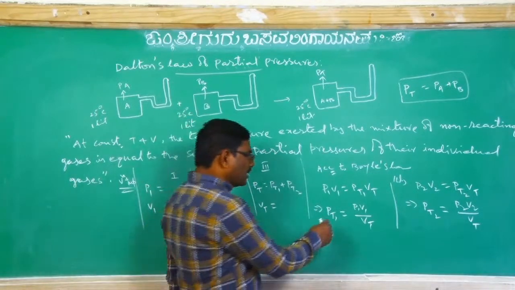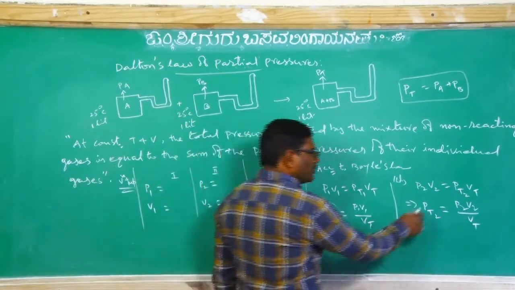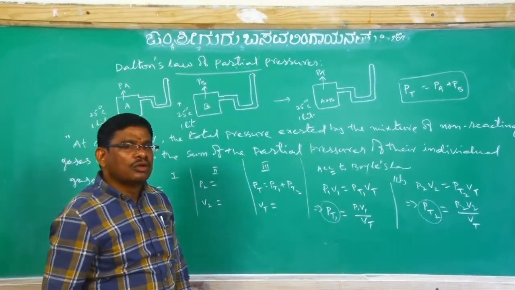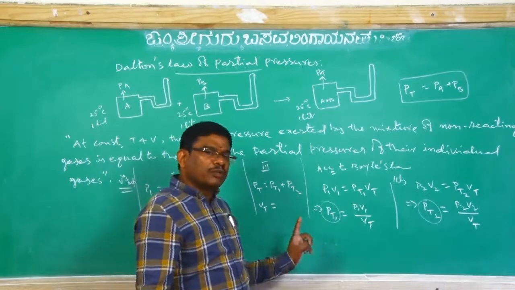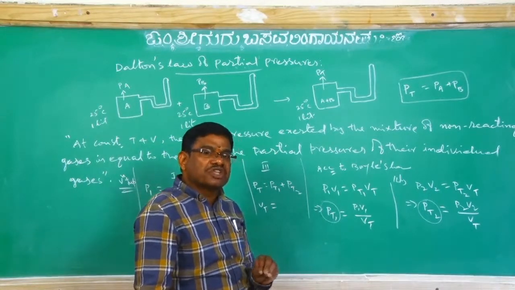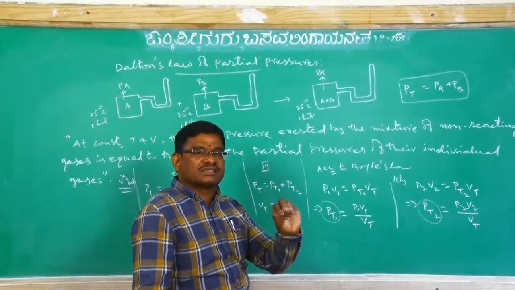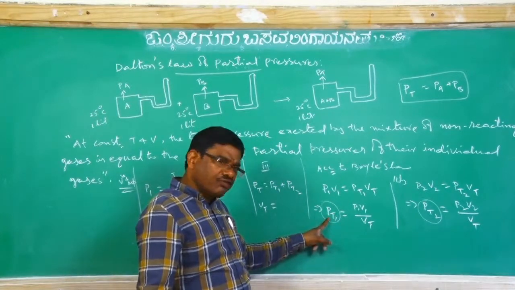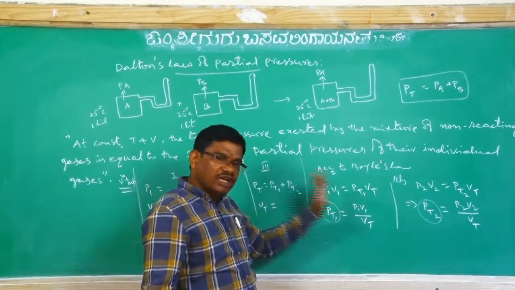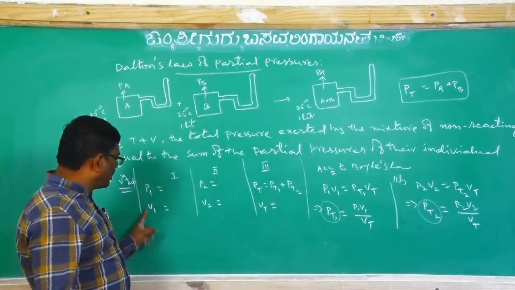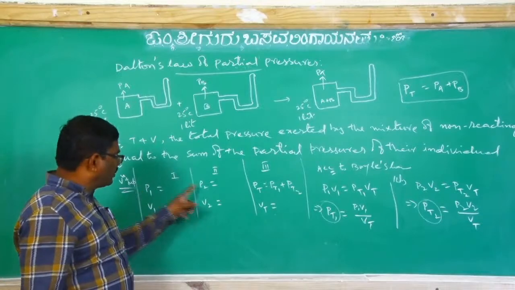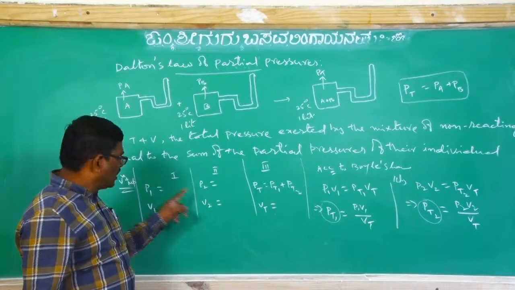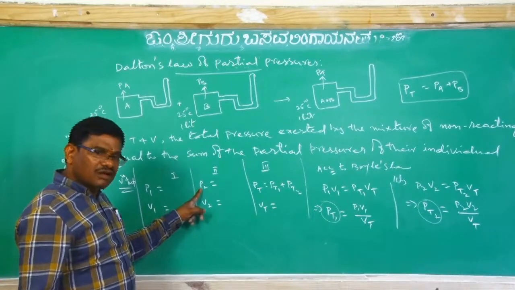Now what have we got? We got PT1 and we got PT2. What are PT1 and PT2? They are the partial pressures of the first and second gases in the VT volume. Correct? What are P1 and P2 here? Here, the pressure of the first gas, it is not the partial pressure. It is the pressure of the second gas, not the partial pressure.